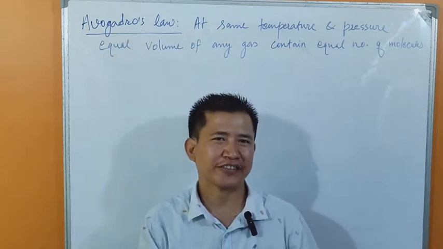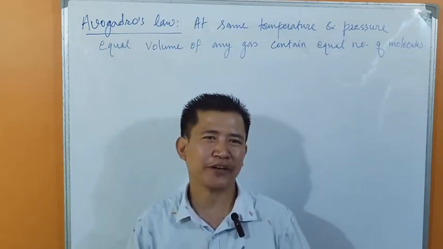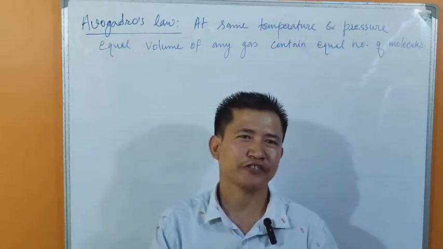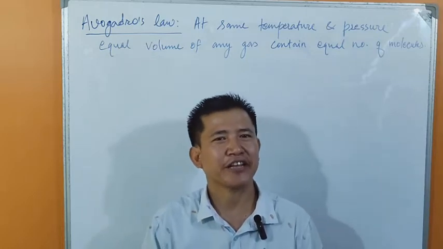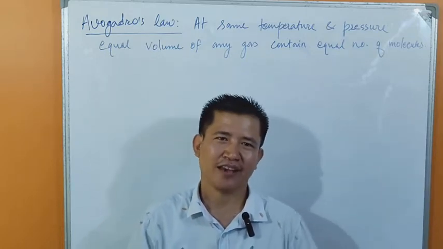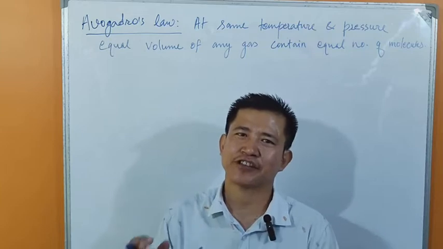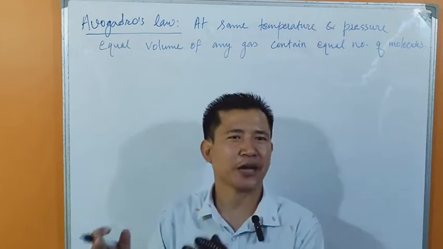Today we are here to discuss Avogadro's law. A very famous Italian scientist named Amedeo Avogadro found the relation between the number of molecules and the volume of a gas and established his hypothesis, Avogadro's hypothesis.